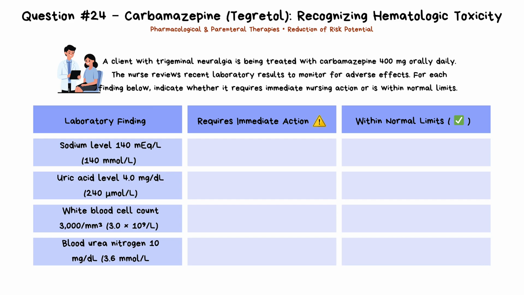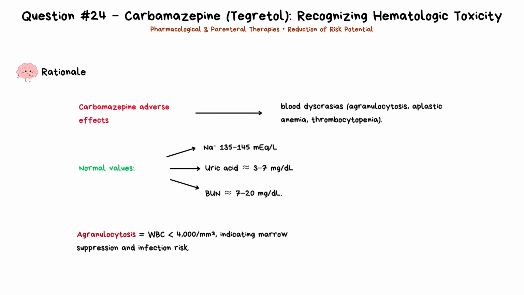All right, let's check your reasoning. Only the low white blood cell count of 3,000 requires immediate action. Here's why. Carbamazepine can cause bone marrow suppression, specifically agranulocytosis, aplastic anemia, or thrombocytopenia. When WBC drops below 4,000, infection risk skyrockets. That's your stop and call moment. All other results, sodium at 140, uric acid at 4.0, and BUN at 10, are comfortably within normal limits.